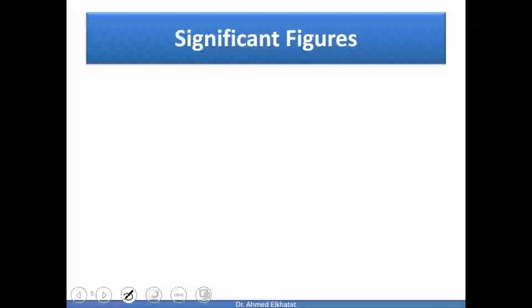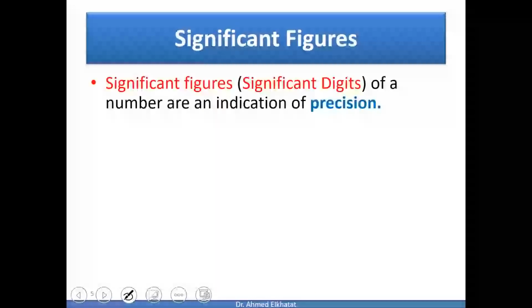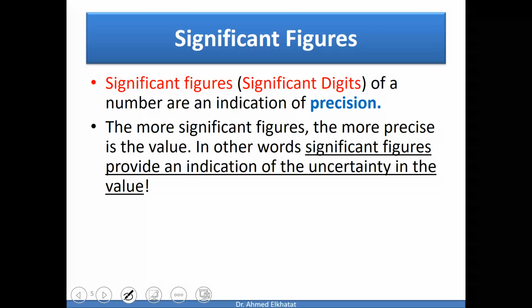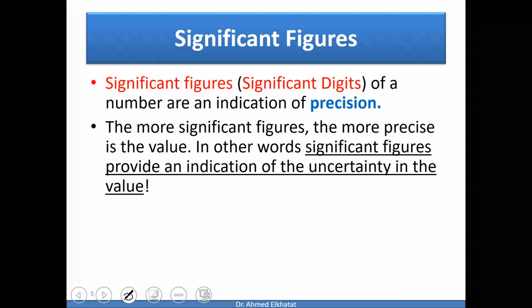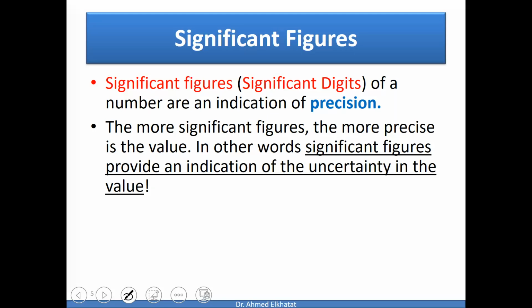Now, let's talk about significant figures. What does it mean by significant figures? Significant figures, also known as significant digits of any number, are an indication of precision. So, the more significant figures, the more precise the value. In other words, significant figures provide an indication of uncertainty in the value. So if you have more significant figures, you have a more accurate number.